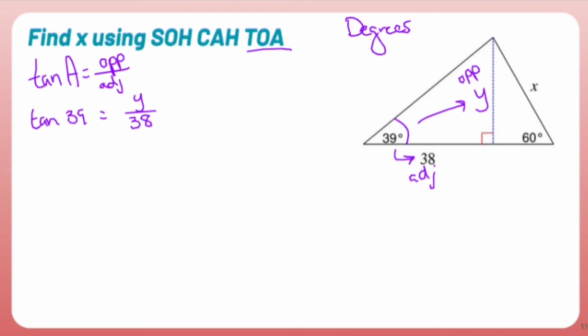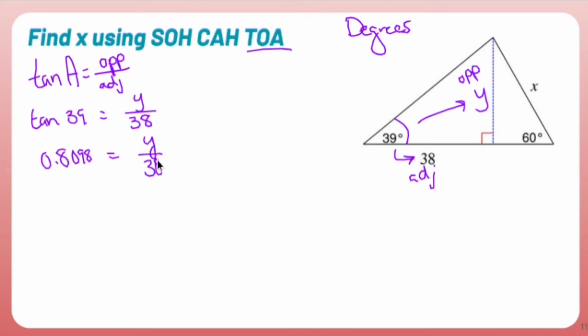Otherwise, this is not going to work. So I'm going to go to a calculator right now, and I'm going to type out tangent of 39 degrees, and it's telling me that it's 0.80978. So we'll just make it 0.81 right there. Okay, I'm rounding it a little bit. And that's going to equal y over 38. Okay, tan 39 turned into that.